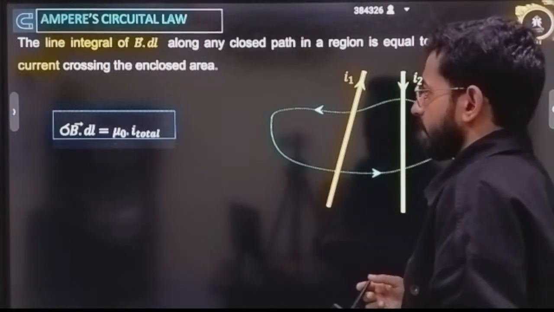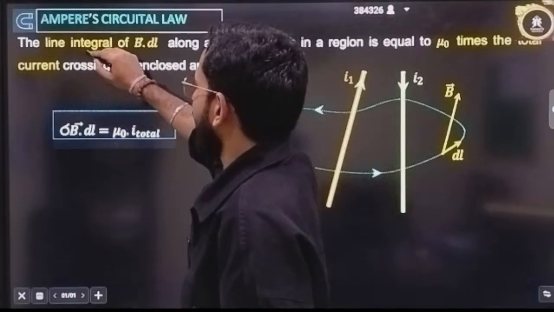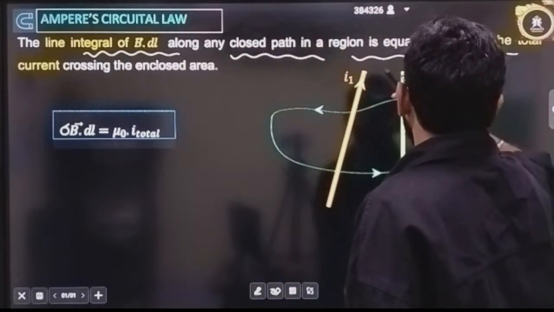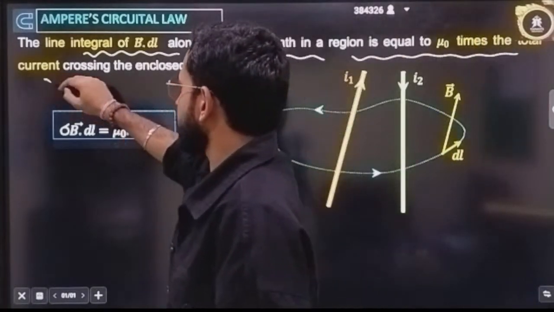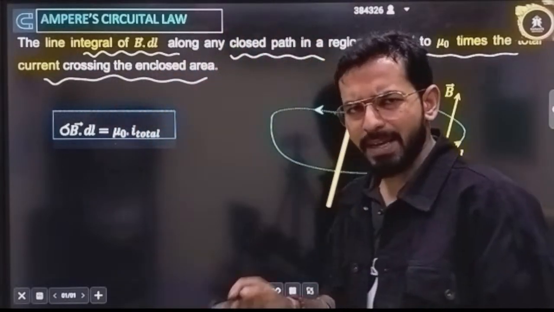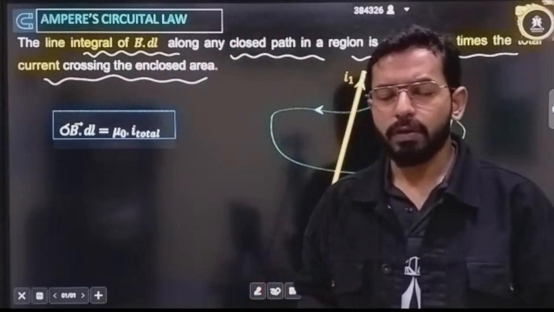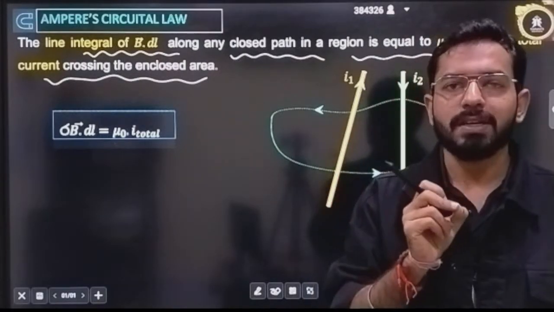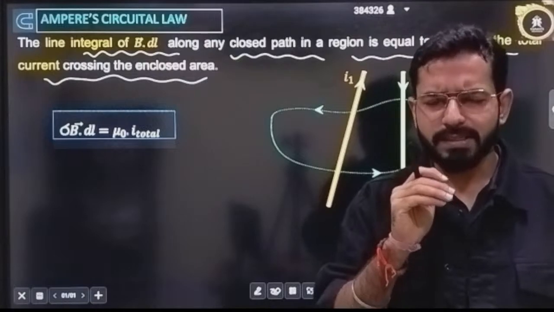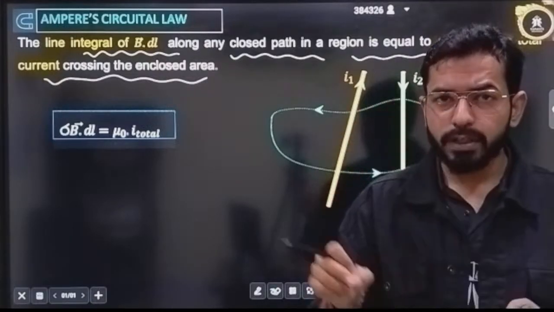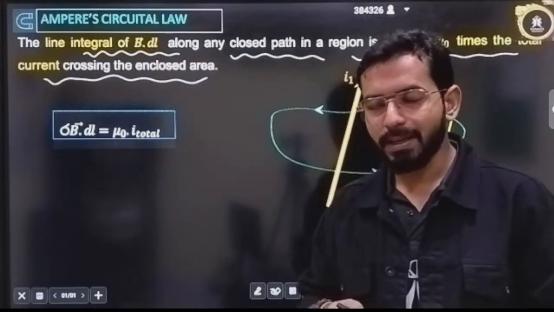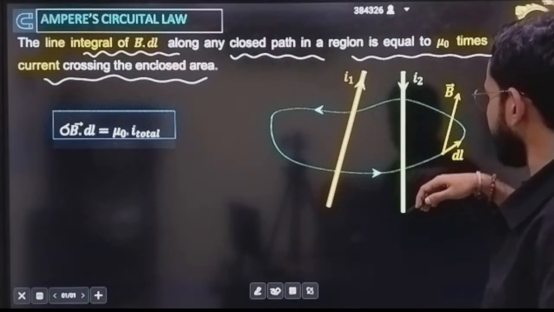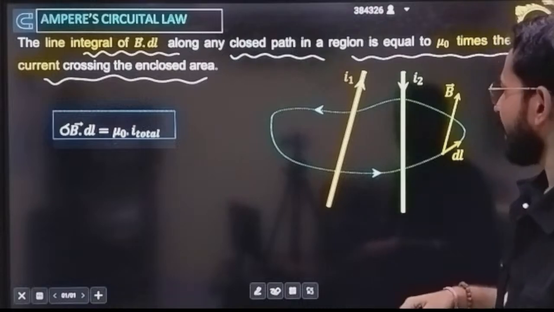What is the statement of Ampere's circuital law? The line integral of B dot dl along any closed path in a region is equal to mu naught times the total current crossing the enclosed area. Same as the statement of Gauss law. There, we focused on the net charge present inside the Gaussian surface. Here we focus in a similar way on the net current flowing through an Amperian loop. For example, suppose two currents are shown, one going upward and one coming downward.